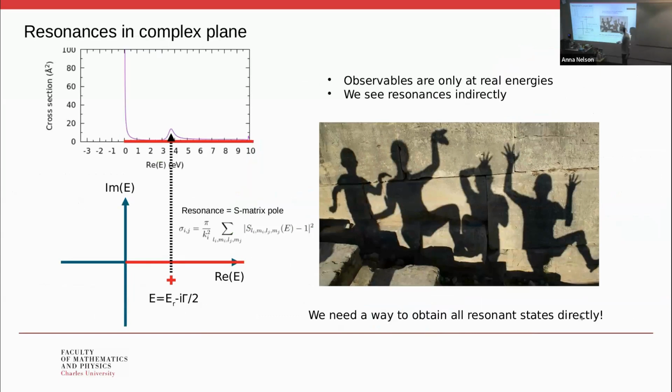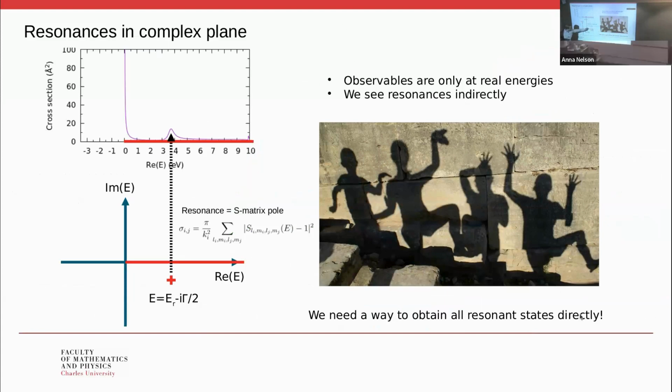So what is actually happening is that the scattering cross-section is computed from a quantity called the S matrix, which depends on the energy, right? And our world lives on the real axis, so we compute the cross-section for real energies. However, the resonances are actually solutions of the Schrödinger equation for complex energies. And at those energies where we have resonances in the complex plane, that's where the S matrix has a pole. So that's where it diverges.